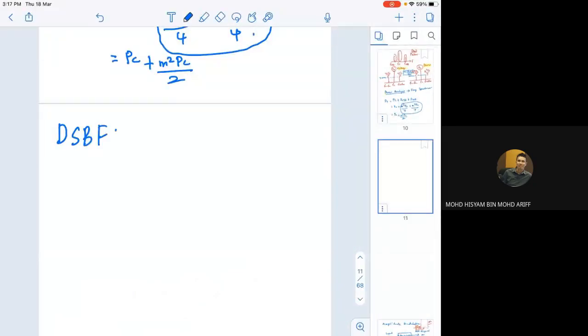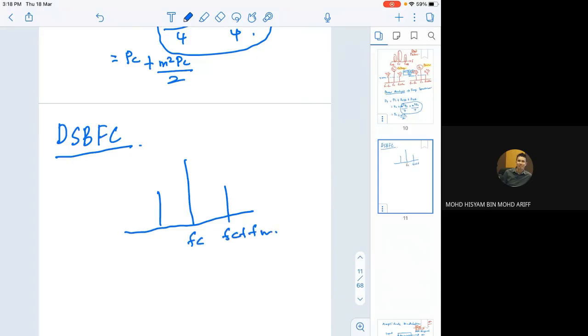Double sideband full carrier. Okay, it is easy to see in terms of the frequency spectrum. Double sideband full carrier is the normal traditional passband. Here is FC plus FM, and here FC minus FM. For double sideband, the normal formula is PT equals P carrier plus P upper sideband plus P lower sideband.